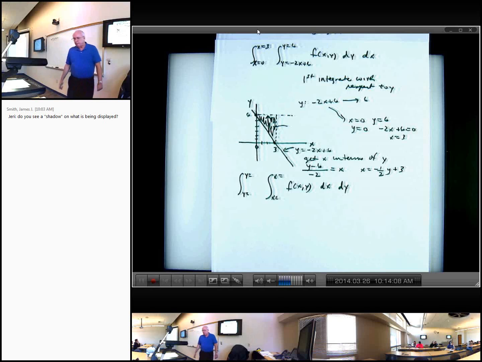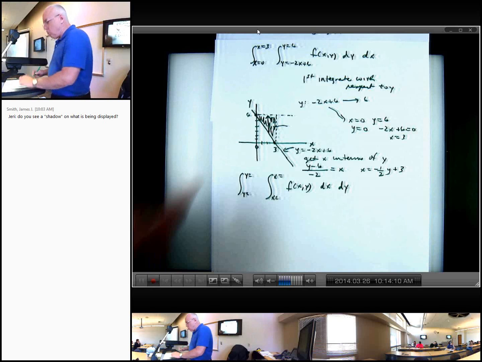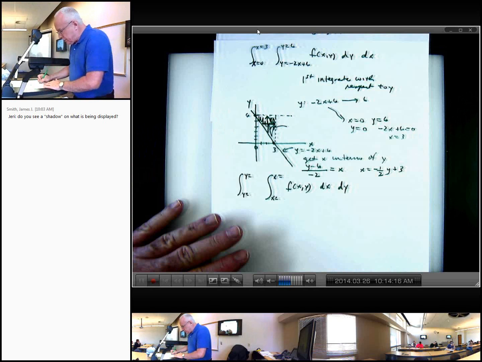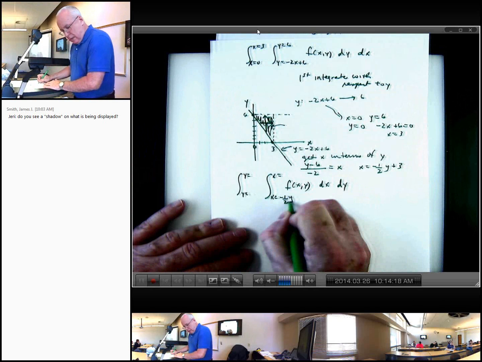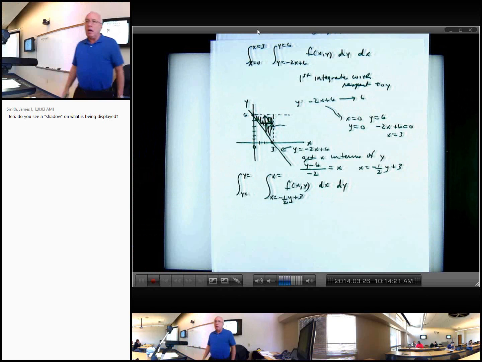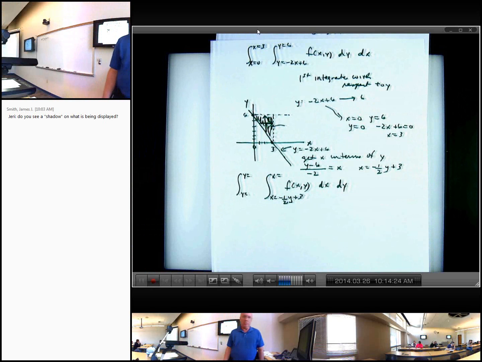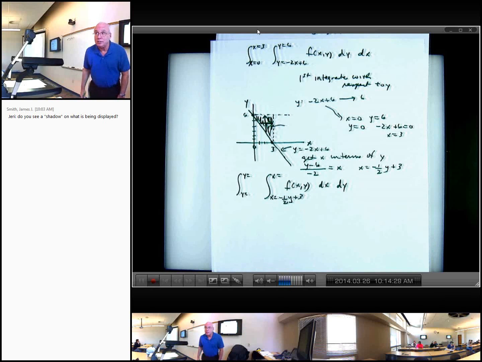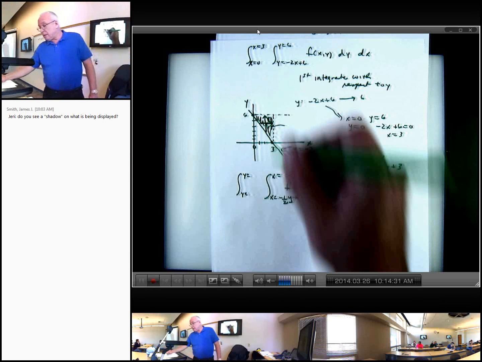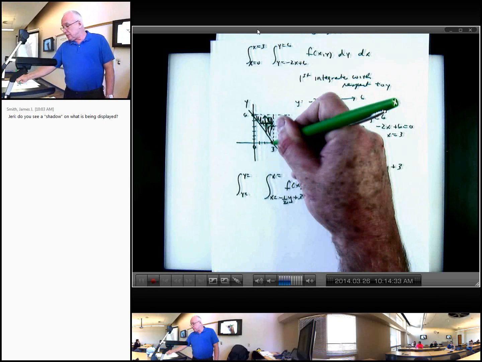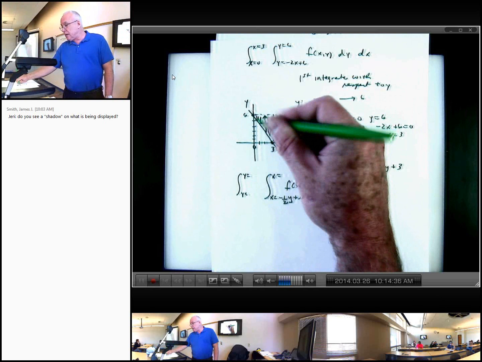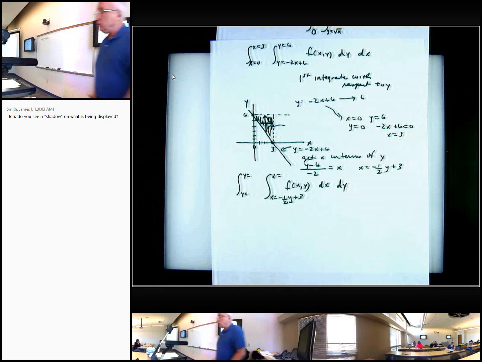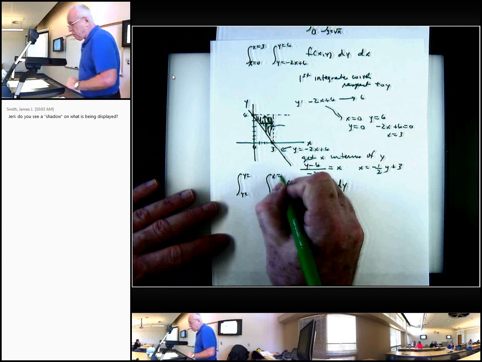Okay. So that's going to be my lower, because now I'm going horizontally first. So that's my lower limit. x equals minus 1/2 y plus 3. What's my upper limit for x going to be? No, 3. For x, not for y. What's my upper limit here for x? It's 3. This is the triangle here that I'm integrating over. So x equals 3. All right.